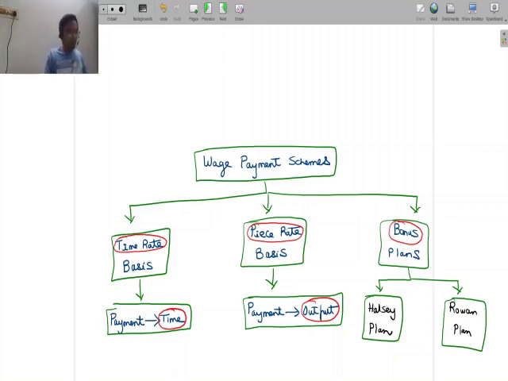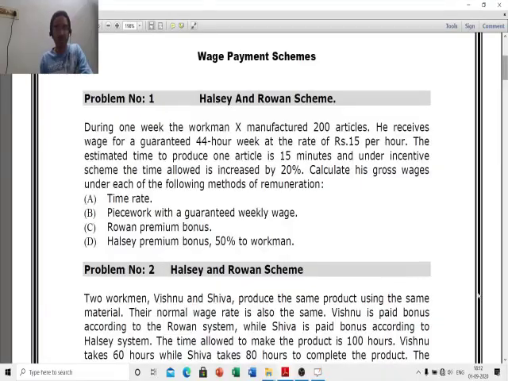So now what we will do is, we have not looked at how bonus has to be calculated using the Halsey plan, or how bonus has to be calculated using the Rowan plan. We have not done that. But to do that, we will take the first question, and in looking at the first question, we will also be understanding how all of these things need to be put into practice. So now you can see the first question here.